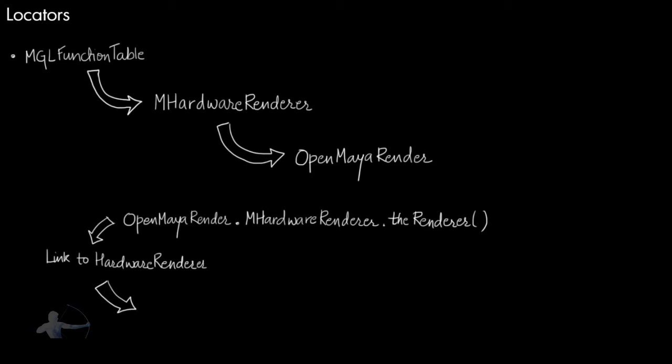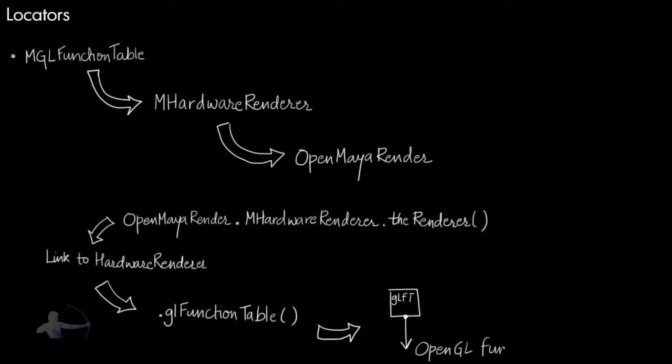And how will we do that? We will use a function called GL function table. And as soon as we have the pointer of our function table, we can start performing OpenGL functions. So that is what we are going to use in our code. And now we will go to Maya and write the code for our custom locator.